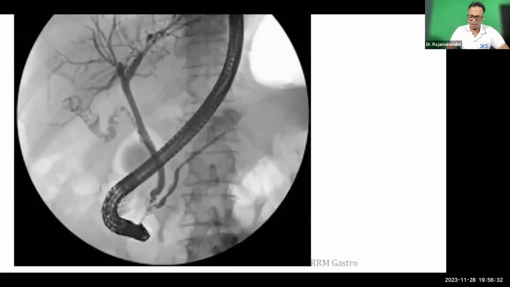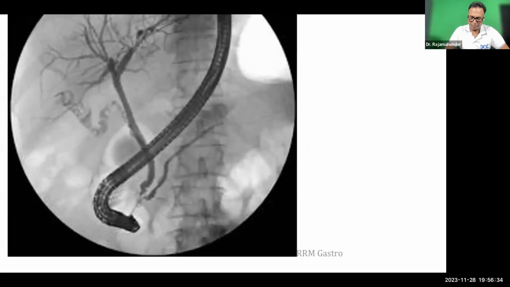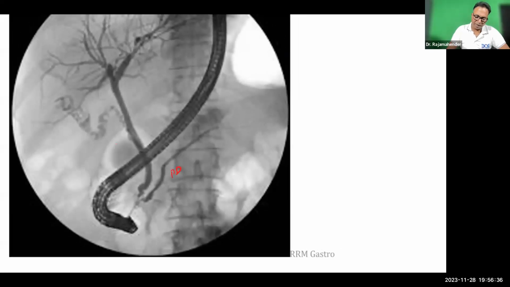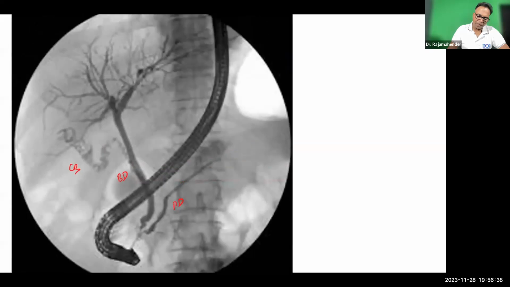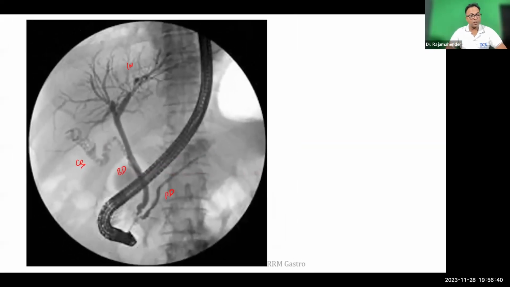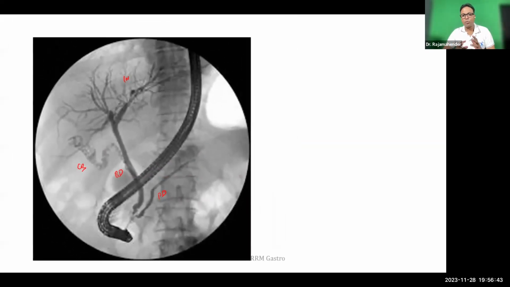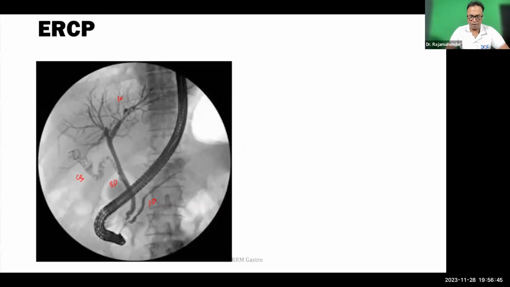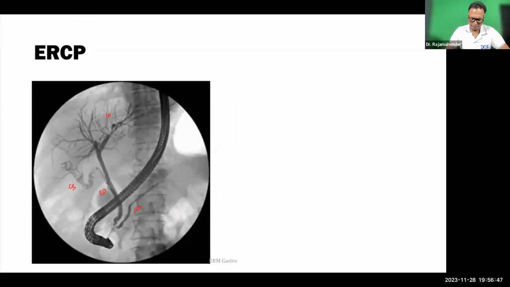This is an image showing you ERCP. You can see the side viewing scope. I am seeing the pancreatic duct, bile duct, and you can see the gallbladder. Even the intrahepatic bile duct is also seen. This is a classical ERCP image.